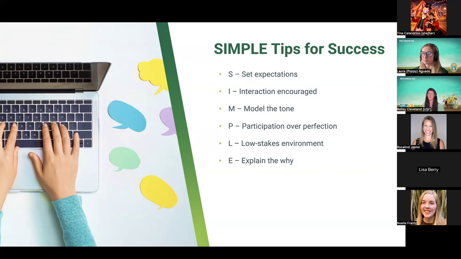Set expectations, clear but simple. Encourage interaction, replies and engagement. Model the tone. If you set that first comment, it really sets the vibe. And participation over polished: grade for showing up, low stakes. Students get overwhelmed. They're like, oh my gosh, this is worth half my grade. Maybe just keep it to participation. Like I said, low stakes environment, keep it pressure free, and explain the why. Why are we doing this, behind the social annotations? Students love to hear why they're doing something, and that it's not just for the sake of doing it.